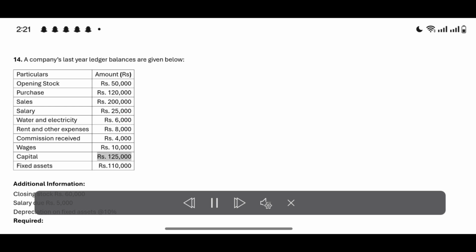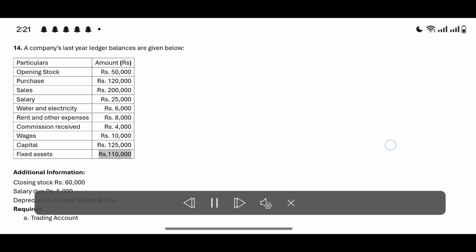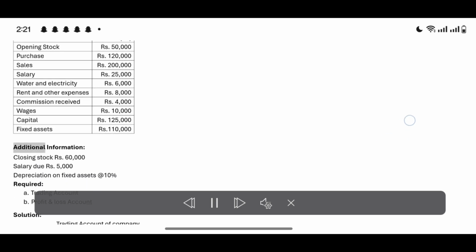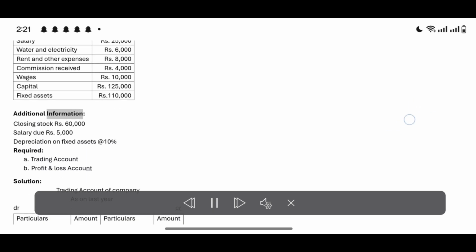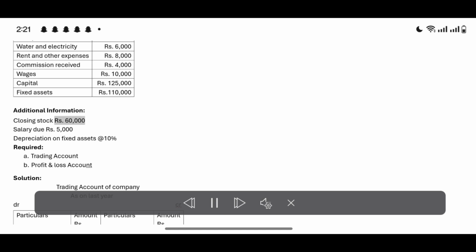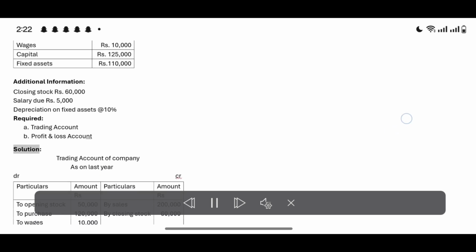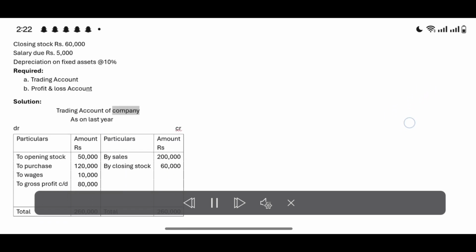Capital, 125,000 rupees. Fixed assets, 110,000 rupees. Additional information: closing stock 60,000 rupees. Salary due 5,000 rupees. Depreciation on fixed assets at 10%. Required: trading account and profit and loss account. Solution: trading account of the company.